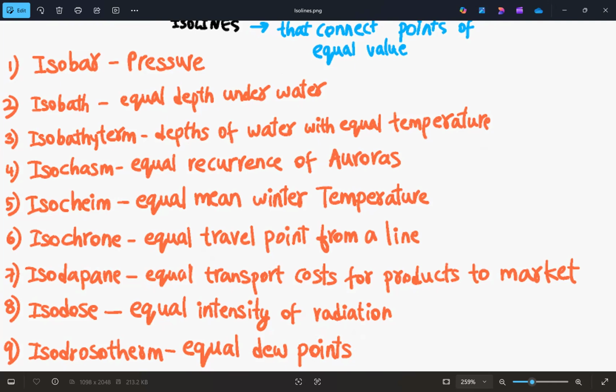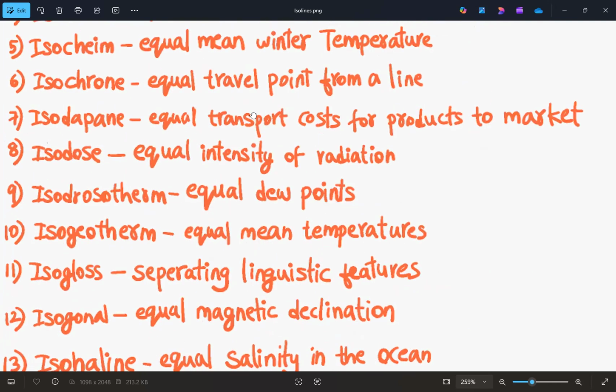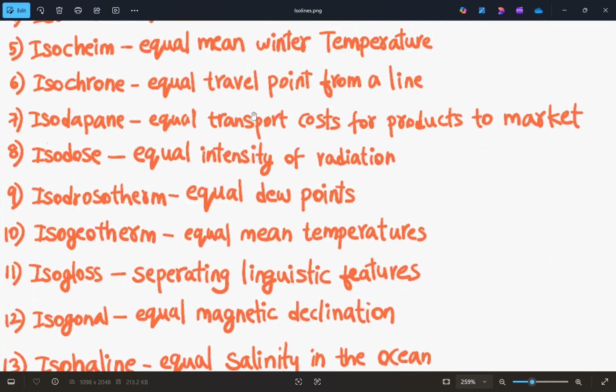And the sixth one is isochrone, equal travel time from a point. Next one, isodapane, equal transport costs for products to market. And the eighth one is isodose, equal intensity of radiation. The ninth one is isodrosotherm. Drosos means dew. Isodrosotherm, equal dew points.